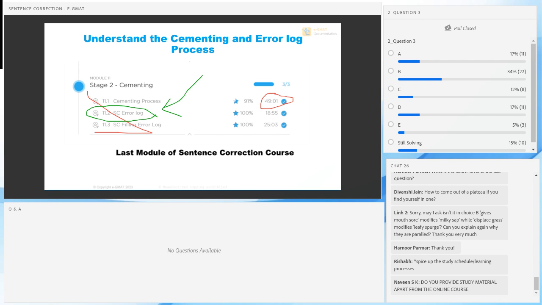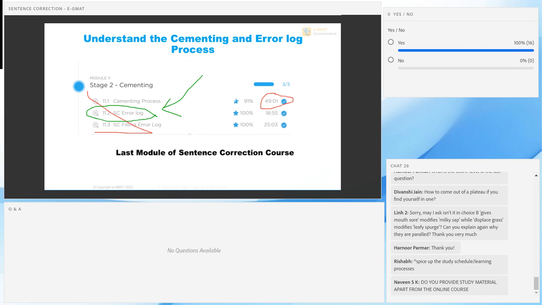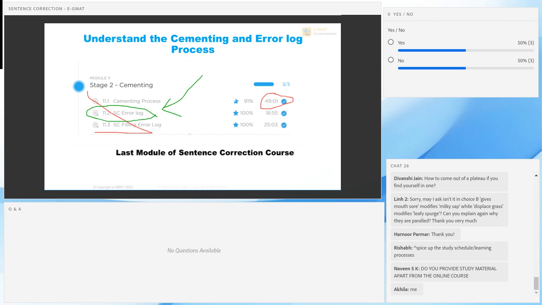People who have hit a plateau, have you built an SC error log? Actually, let me ask this, because there were 2 or 3 people who have said to me in the chat that they have hit a plateau. So tell me, how many of you have hit a plateau? If you've hit a plateau, click on yes. Okay. If you've hit a plateau, now my question to you is, have you filled your SC error log in the manner as explained in this module?